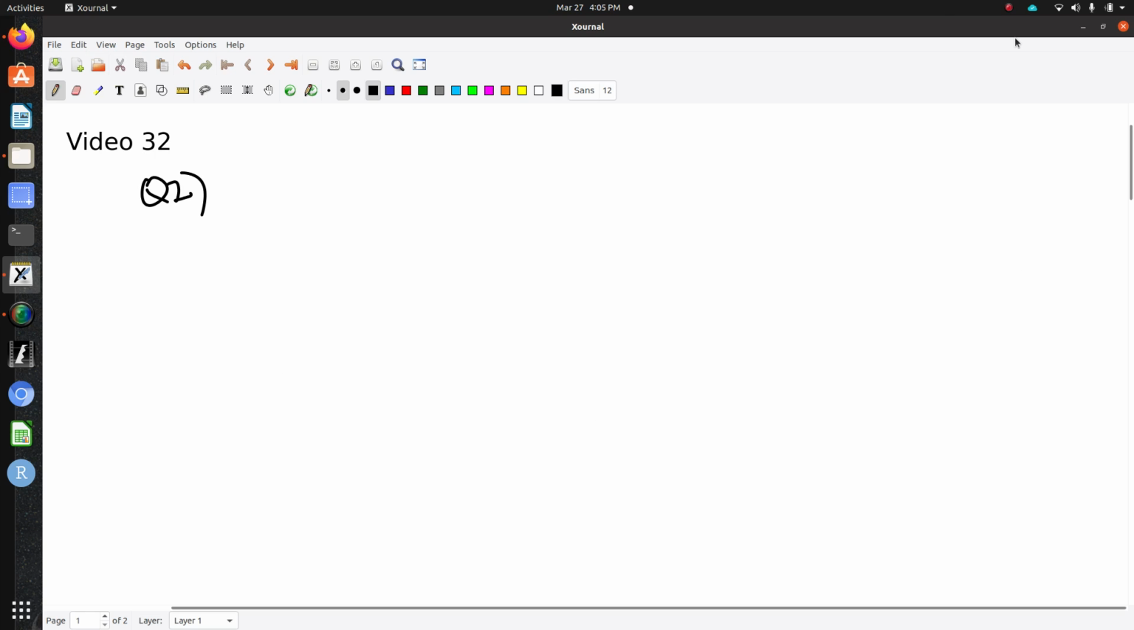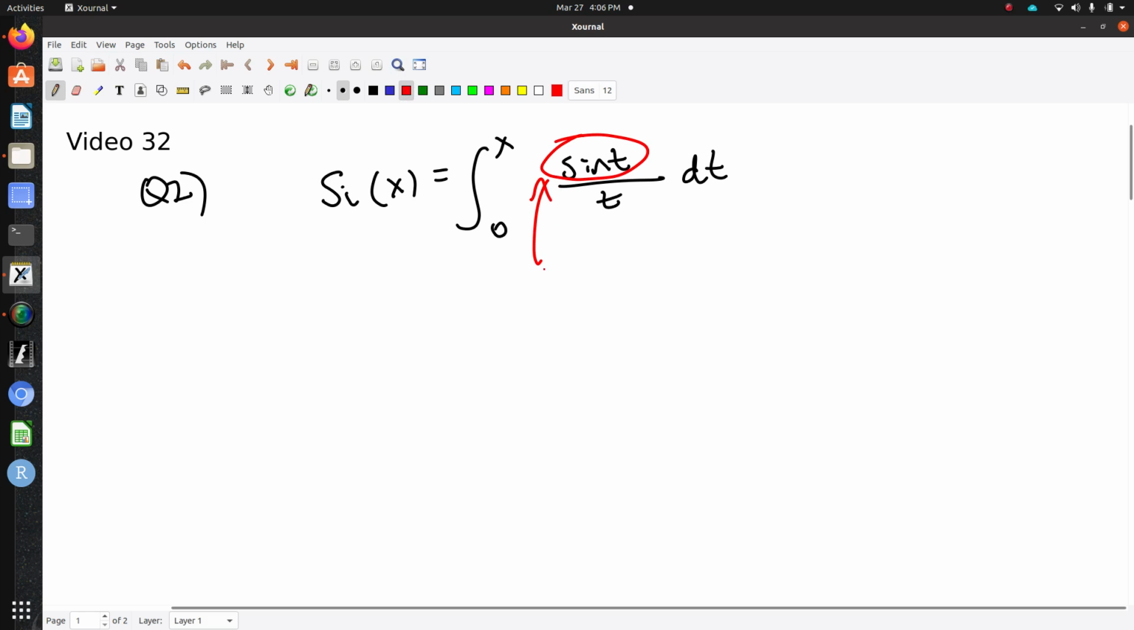Okay, so advice on question 2. You're going to either try to do this generically enough that you get an expression with an n in it, or you can just do enough terms until you see a pattern. But here's what you do. This function, we're just going to call it capital S lowercase i. It's a function of x, and we integrate the following from 0 to x, which is sine of t over t dt. Okay, so what you're going to do is expand this sine of t.